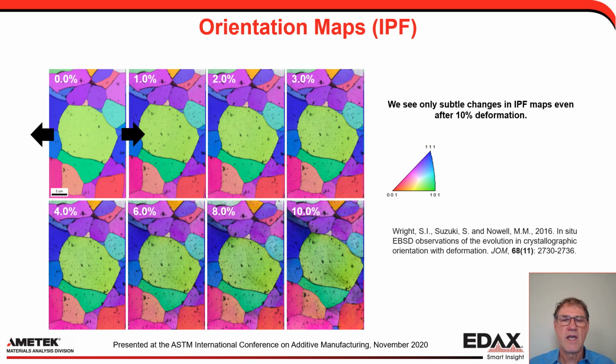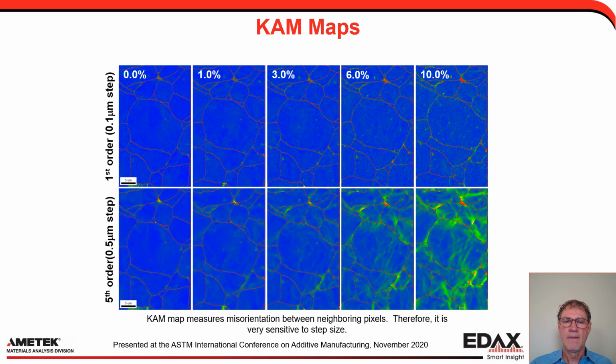So here's some example. Here's our standard orientation maps, and you can see there's subtle changes in color, but pretty fine. It's tough to see it. This is an in situ tensile specimen in a low carbon steel, and you see slight changes in orientation at different steps in terms of the deformation. More often you see a change in image quality, and that's because we're getting contamination as we continue to scan the same area over and over again.